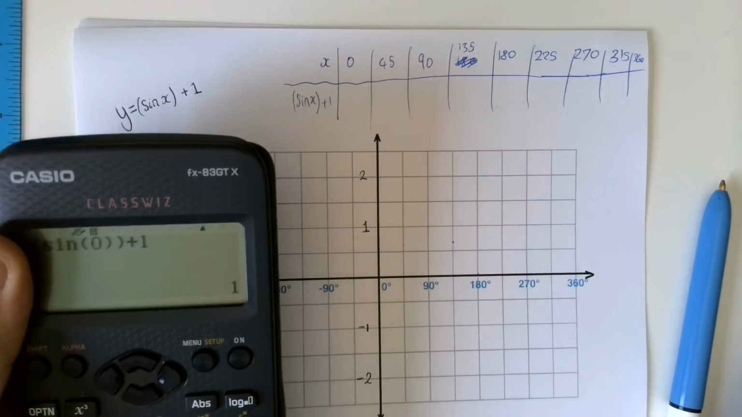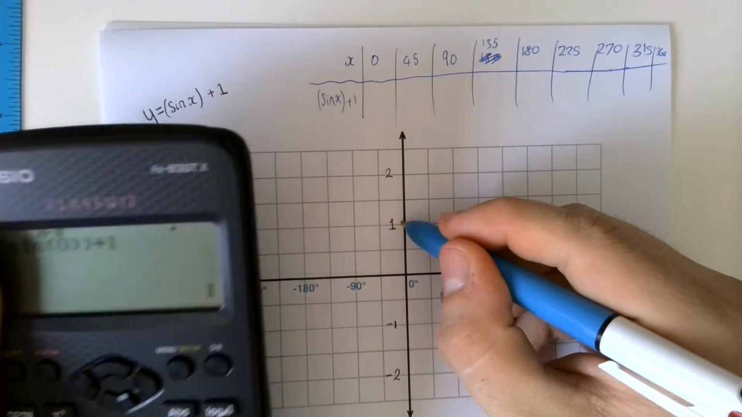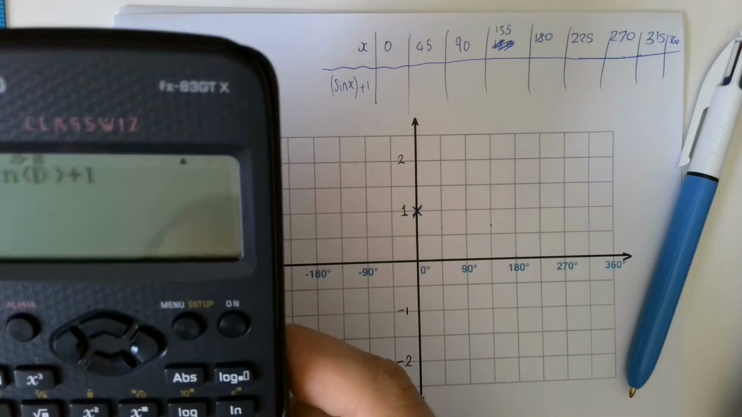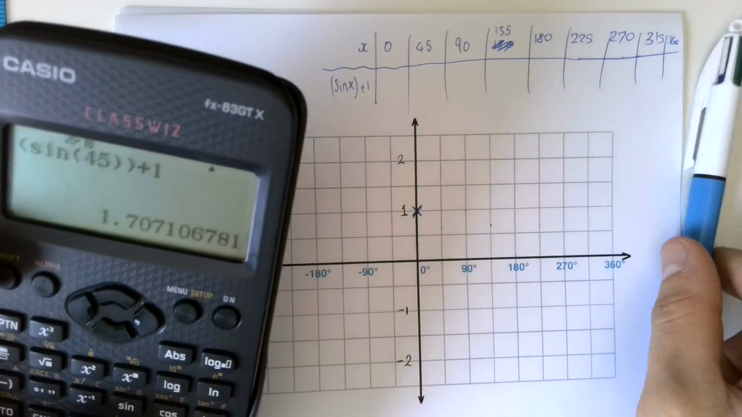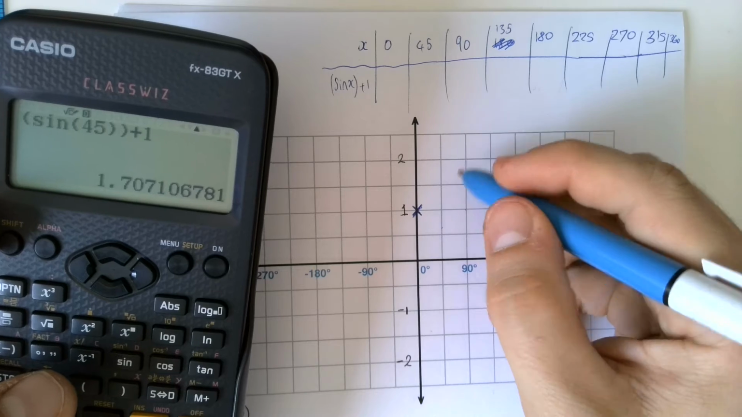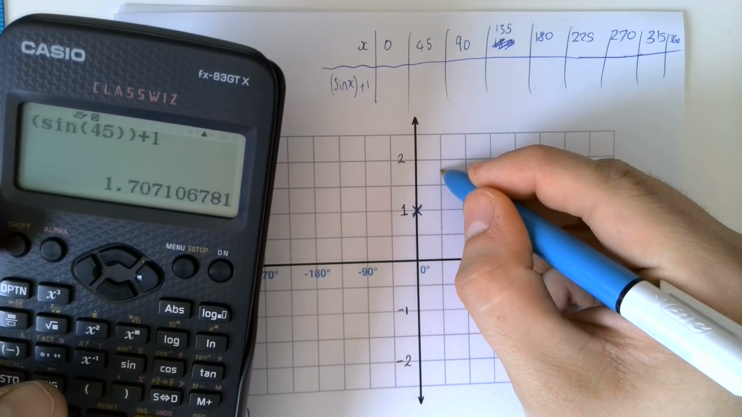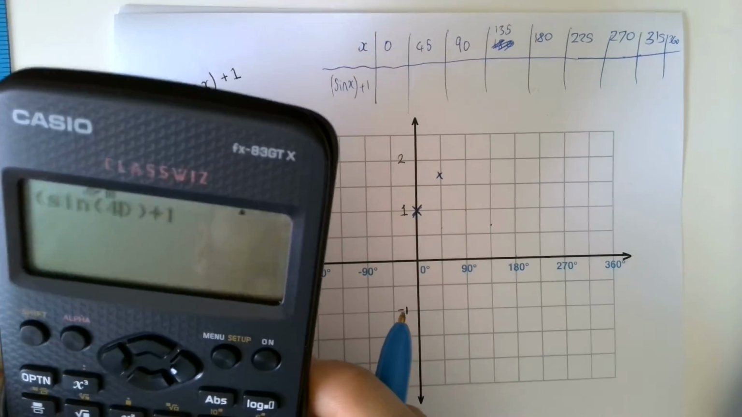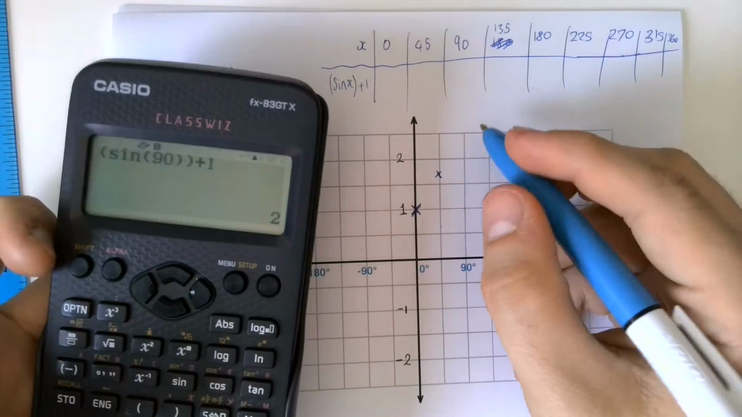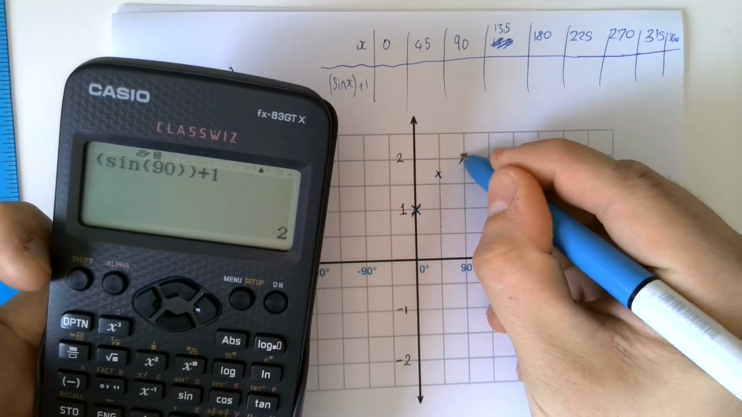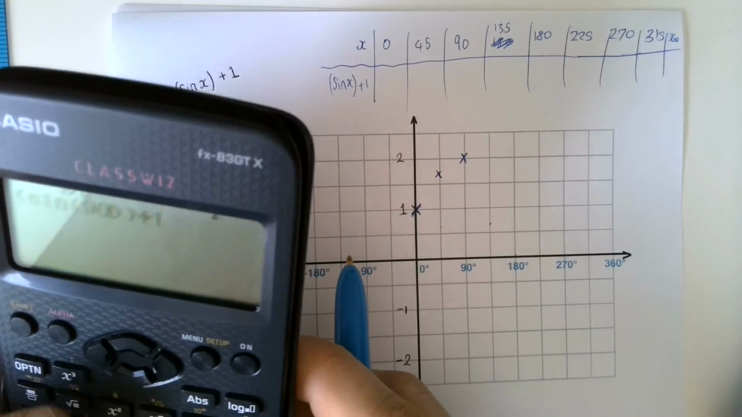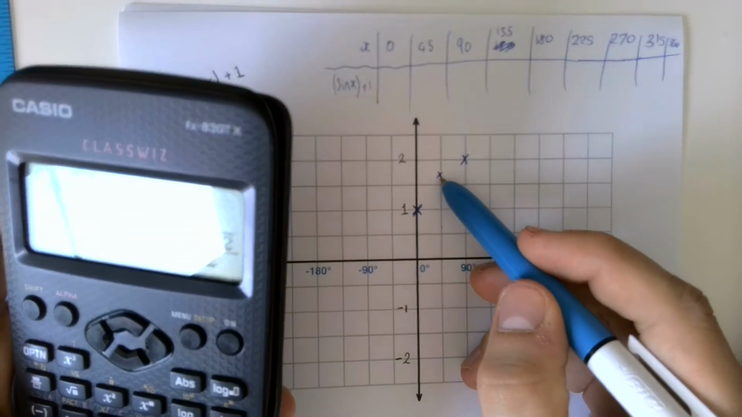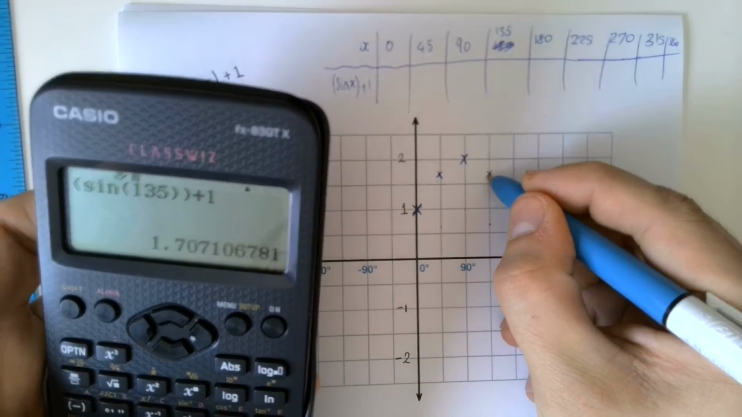So what happens when I sub in 0? Well, I get a value of 1. So when x is 0, sine x plus 1 is 1. What about when x is 45? I get 1.707, and so on. So that is going to be about there, let's say. When I have 90, I'm going to have 2. When I have 135, hopefully you will be able to recognise the symmetry is going to come, so it should be the same value that I've got here, 1.707.